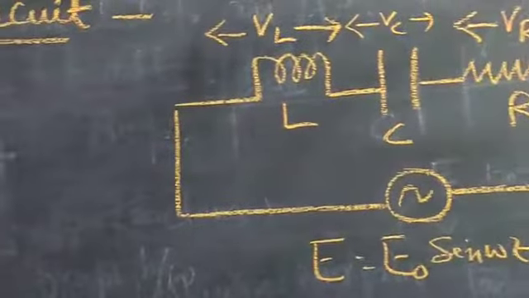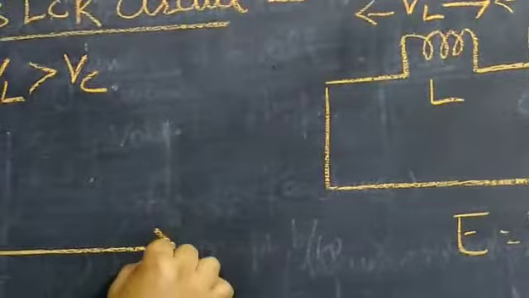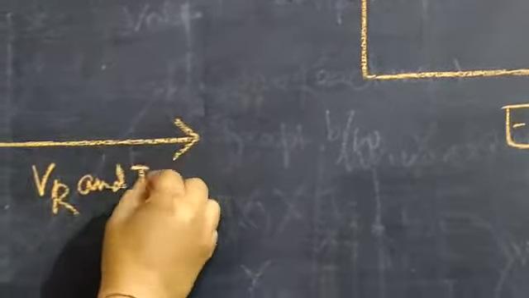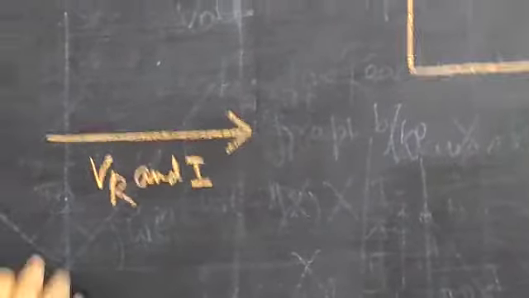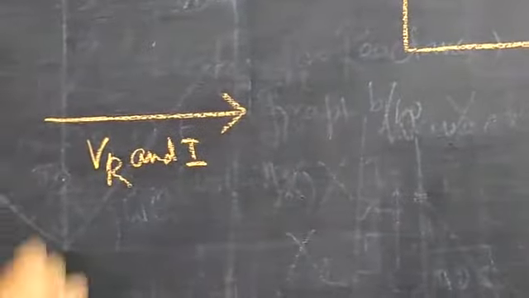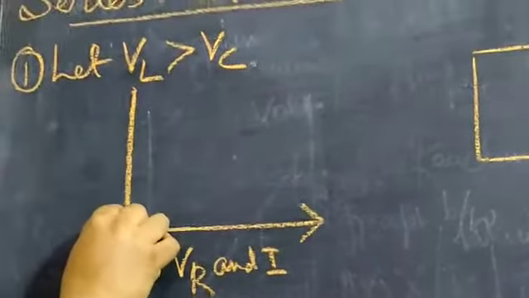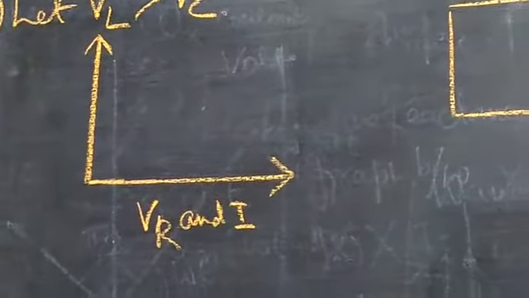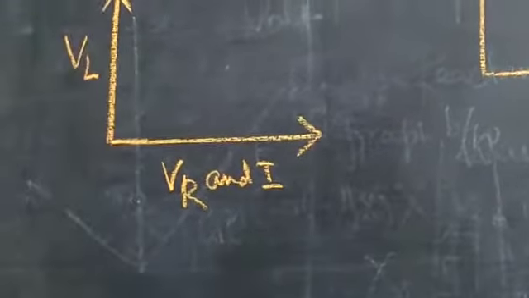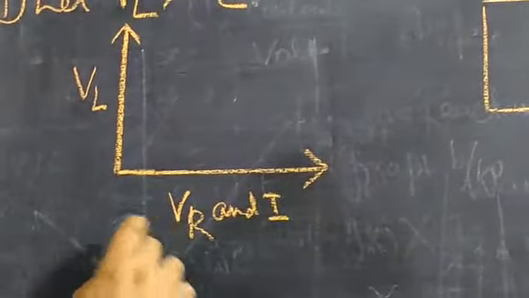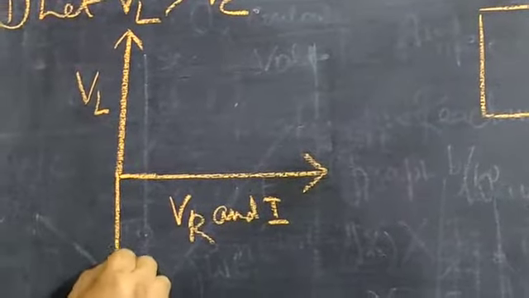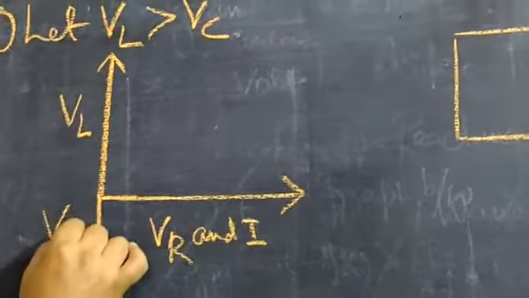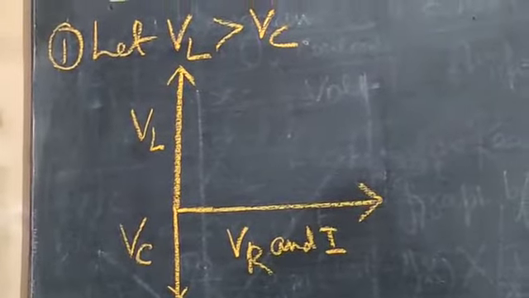So here, voltage across resistor and current will be together. Current will be at its own position. Voltage across inductor will be ahead of current by 90 degrees, so this will be the position of voltage across inductor. And voltage across capacitor will be 90 degrees behind the current, so this will be the position of voltage across capacitor.